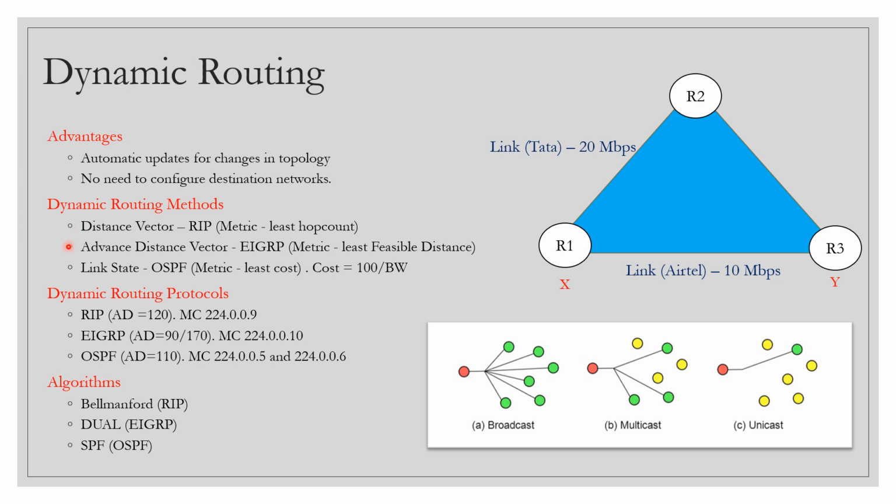The advanced distance vector is EIGRP, which stands for Enhanced Interior Gateway Routing Protocol, a proprietary protocol by Cisco. Here the metric is least feasible distance, or FD. And finally, the link state is OSPF, which is Open Shortest Path First, and its metric is least cost. The formula for cost is 100 divided by bandwidth.